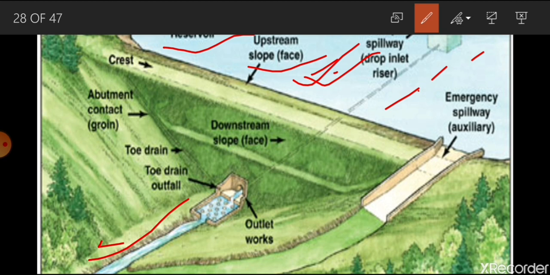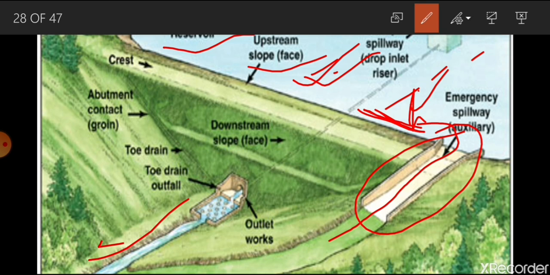So when this reservoir reaches its upstream level, the top level of the reservoir, and once it goes beyond this limit, it will pass through this channel. So this channel is your spillway. It is allowing flood to pass into the downstream area. So this is a spillway.